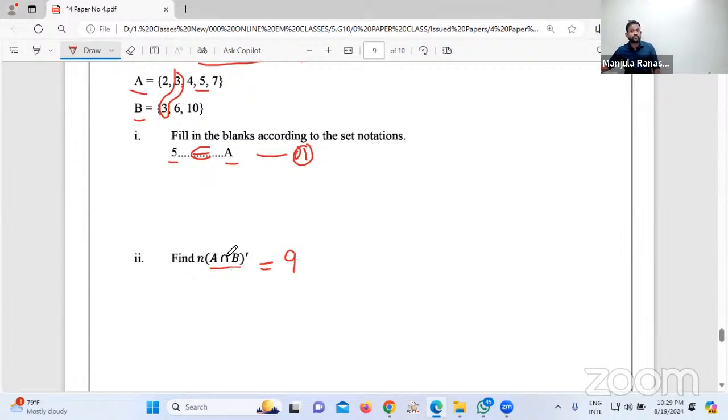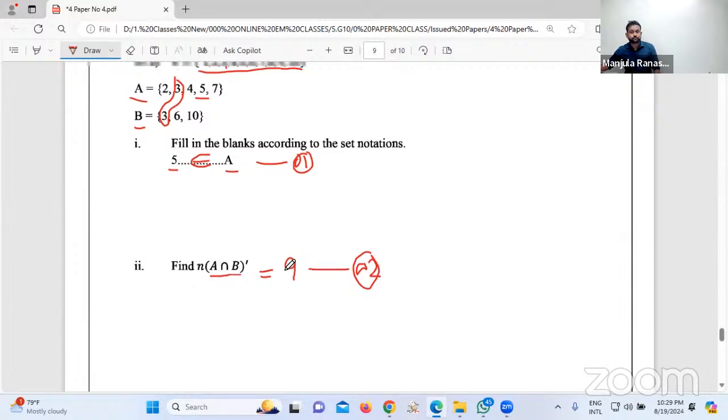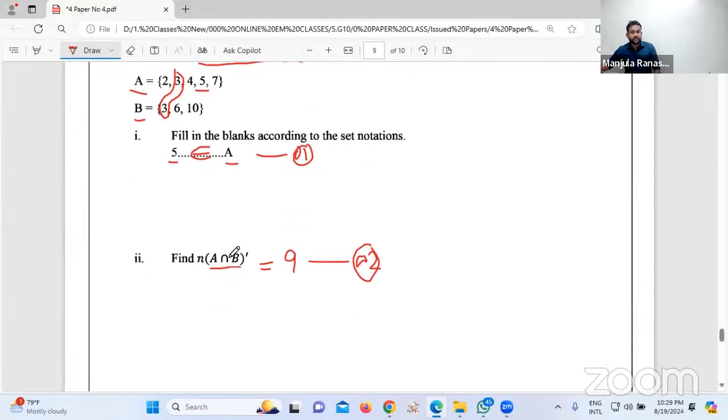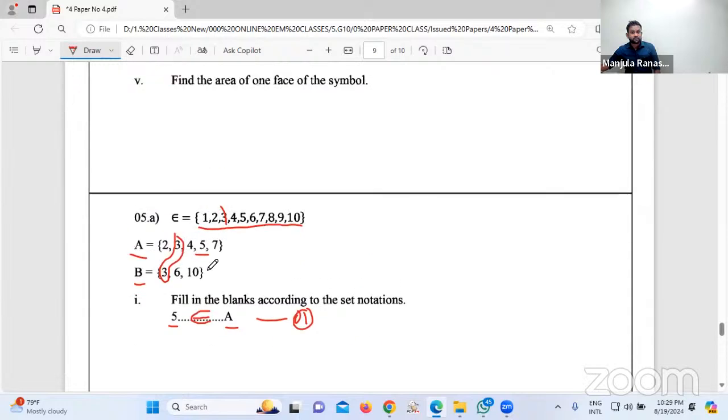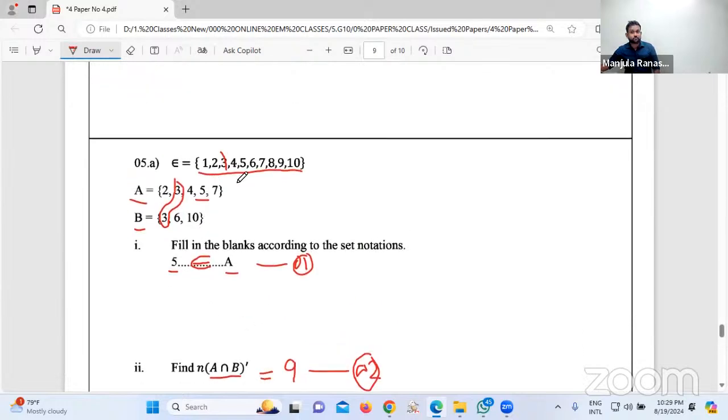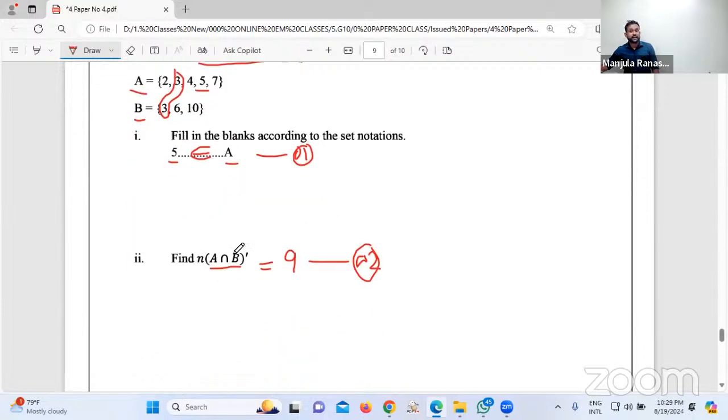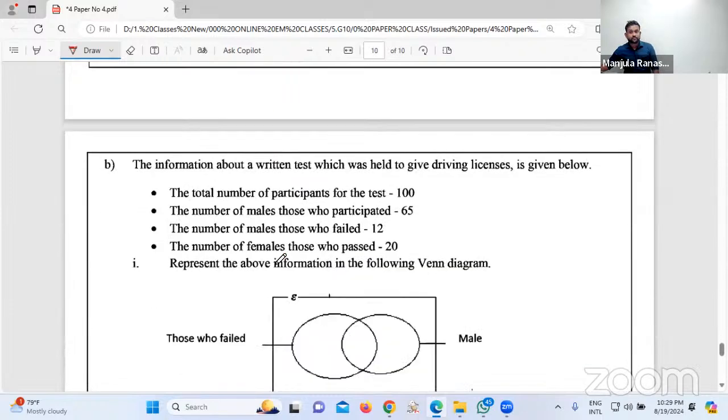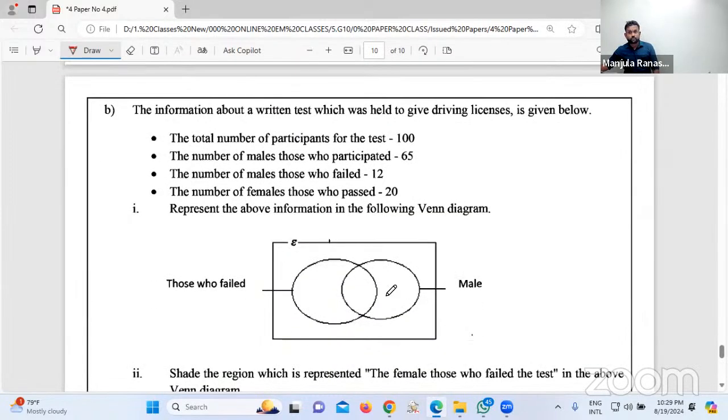So they are asking the number of elements. So what is the answer? 9. You have 2 marks for that question. First you find A intersection B, that is 3. So complement means except 3, all others in the universal set. 9 elements are there: 1, 2, 4, 5, 6, 7, 8, 9, 10. But they are asking n, so the number of elements, just 9. Okay. Now I move to this question.